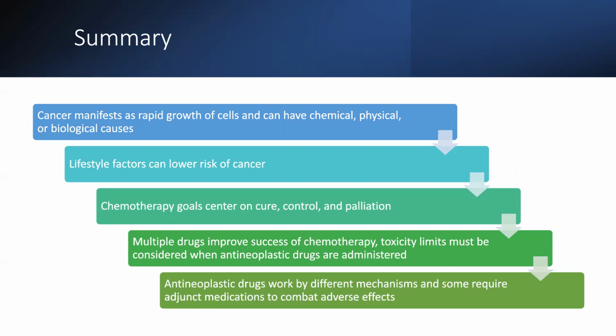So the summary of the whole anti-cancer topic is that cancer manifests as the rapid growth of cells and can have chemical, physical, or biological causes. Lifestyle factors can lower the risk of cancer. Chemotherapy goals center on cure, control, and palliation only. Multiple drugs improve the success of chemotherapy. Toxicity limits must be considered when antineoplastic drugs are administered. And antineoplastic drugs work by different mechanisms, and some require adjunct medications to combat the adverse effects.